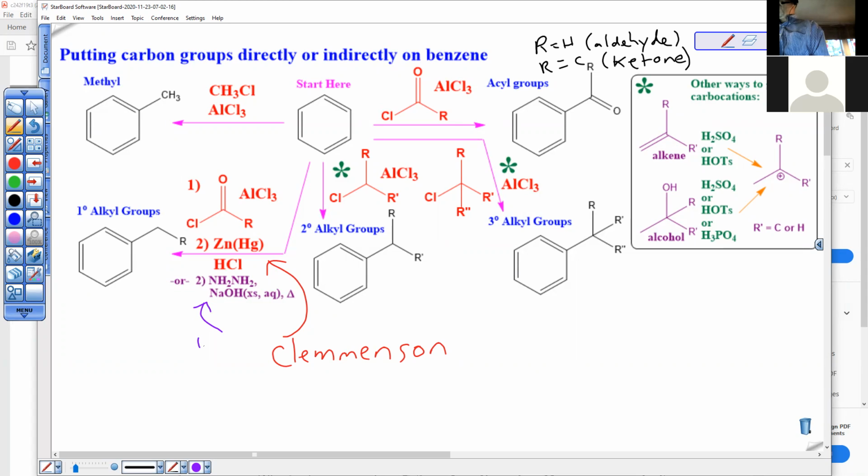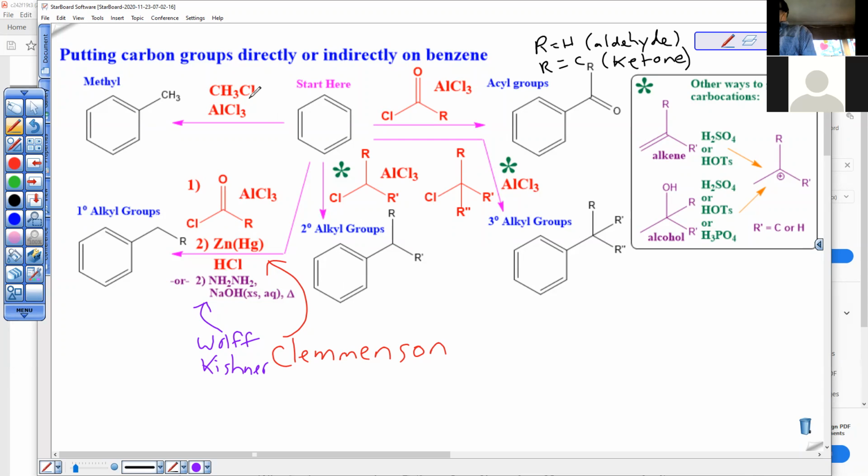And this is called the Wolff-Kishner. Take you back to the start of the semester. And the main reason we learned both the Wolff-Kishner and Clemmensen was so that we could put primary R groups on benzene. We didn't know it at the time. We were told that it was coming, and it has come. So there you go. You're going to put a primary group on by putting a ketone, then reducing it. Secondary groups can be put directly because carbocations are possible from them. The reason primary groups could not be put on directly is primary carbocations are not possible.